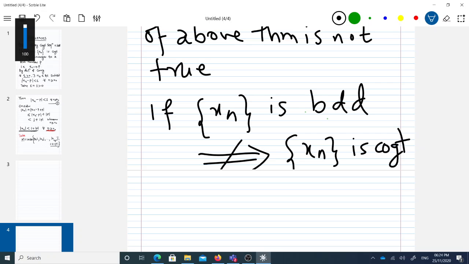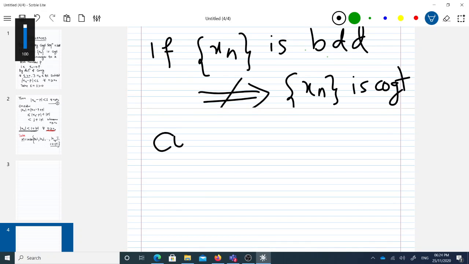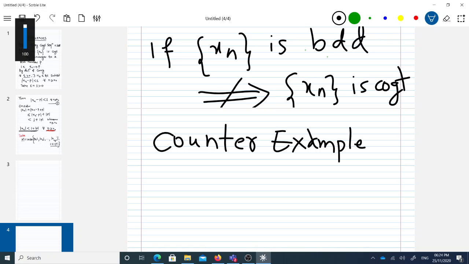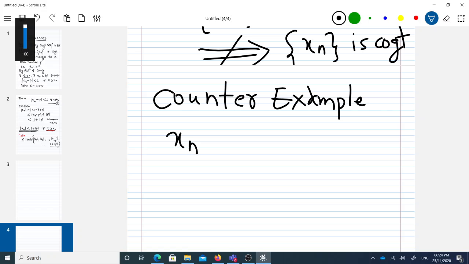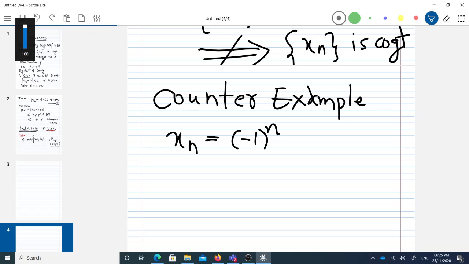So if the converse is not true, I should give a counterexample to justify it. I need a counterexample where the sequence is bounded but not convergent. Let us take the sequence xn whose nth term is (-1) to the power n. This sequence has two values, plus 1, minus 1, plus 1, minus 1. For even n it is plus 1, and for odd n it is minus 1.